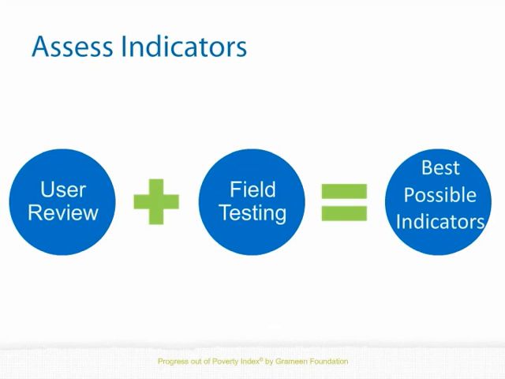With this set of draft indicators in hand, it is time to assess the quality of those indicators with the goal of selecting 10. To assess the quality of the draft indicators, Grameen Foundation uses a two-part process, field testing and virtual user review.